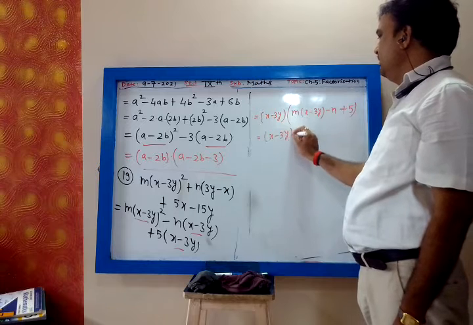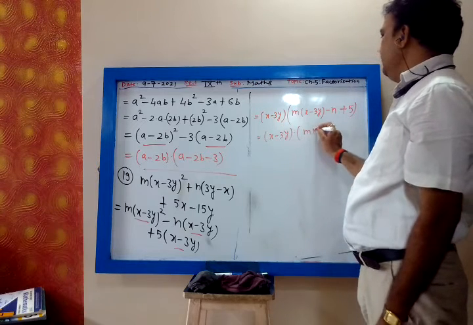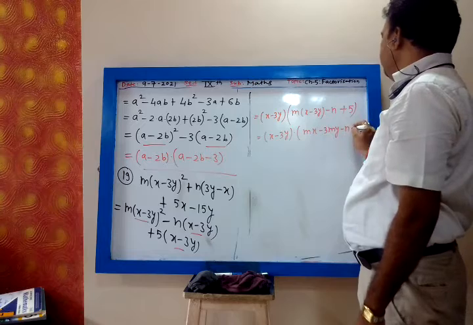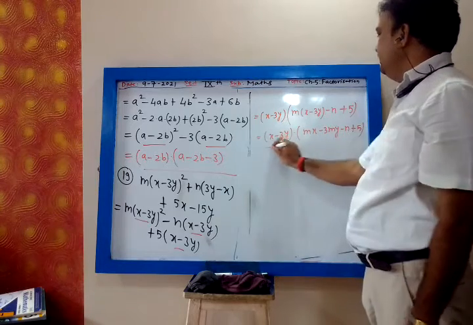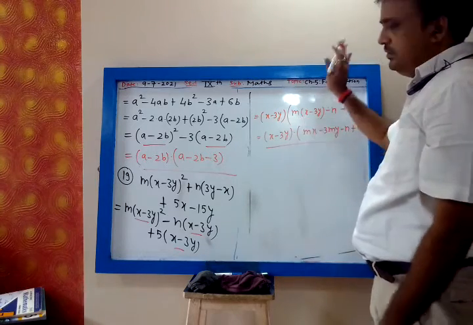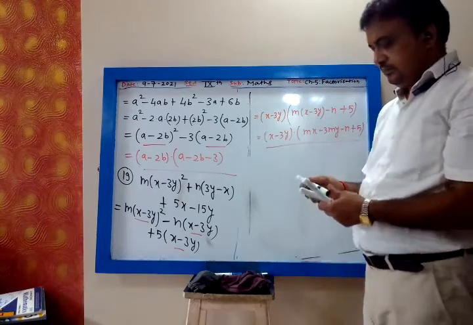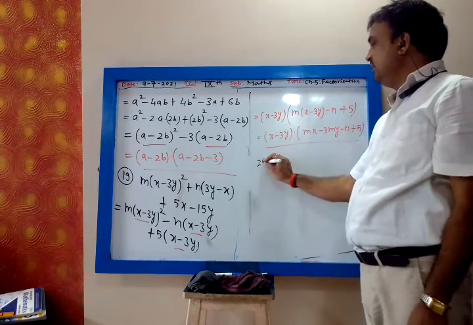You can write mx minus 3my minus n plus 5, and this is the answer. You can stop there also, no problem. You can stop at the second last step. Go on.